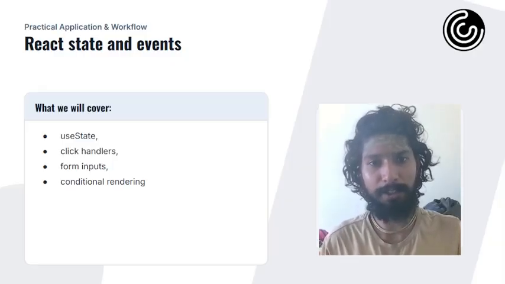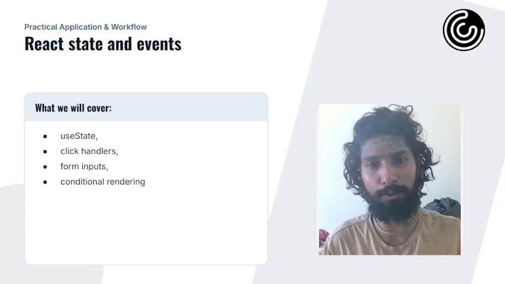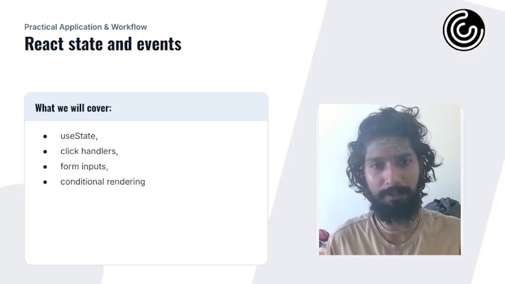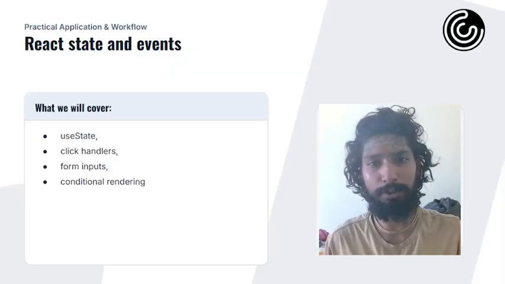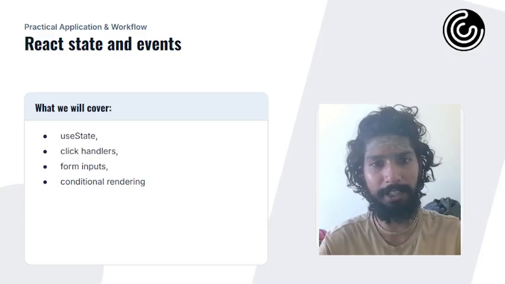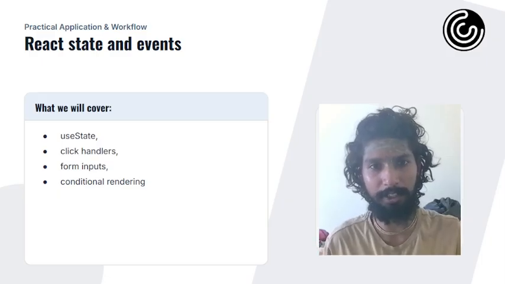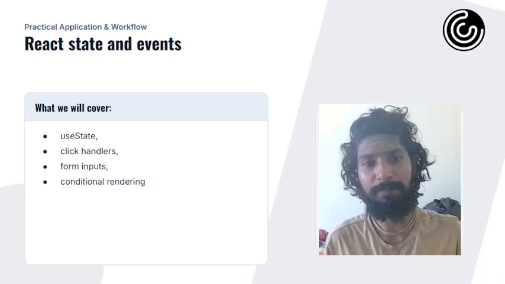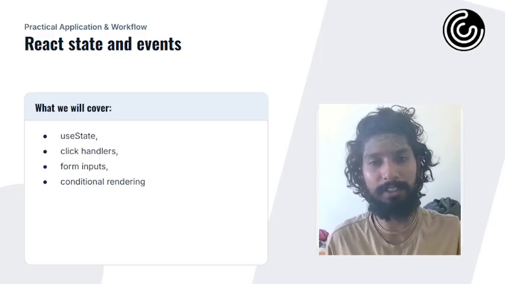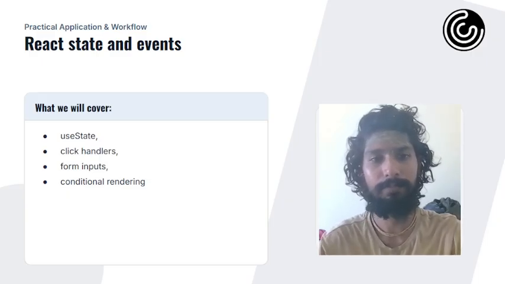Today we will build a simple course interest form. The user will enter their name, email and course. We will store all these inputs in React state. Then when the user clicks submit, we will show a validation message. By the end of this video, you will understand three things. First, what state means in React. Second, how form inputs are connected to state. Third, how to show messages conditionally based on user input.